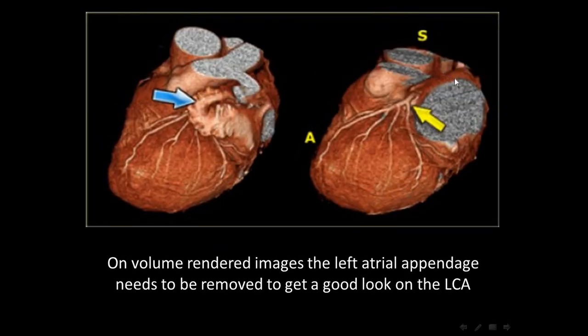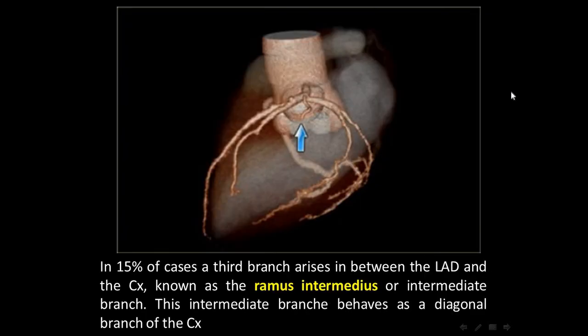This is the atrial appendage. As we said, it covers partly the coronary artery, so it needs to be removed on reconstructed images. There is a branch called ramus intermedius. In 15% of people, this branch is coming out in between the left anterior descending and the circumflex. It's also called intermediate branch. It behaves as a diagonal branch of the circumflex.